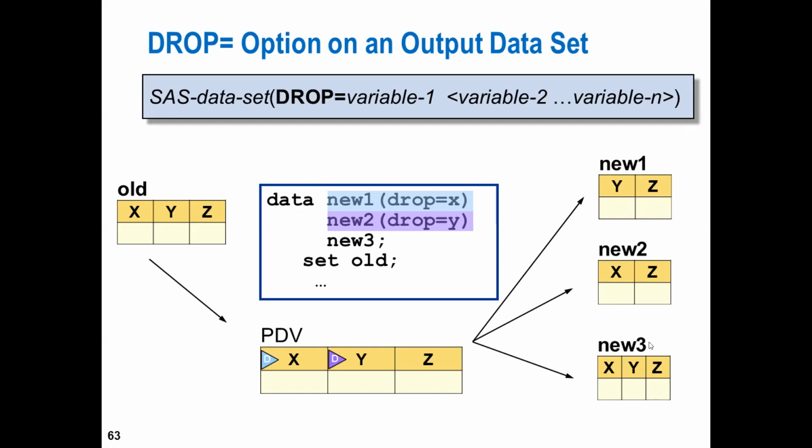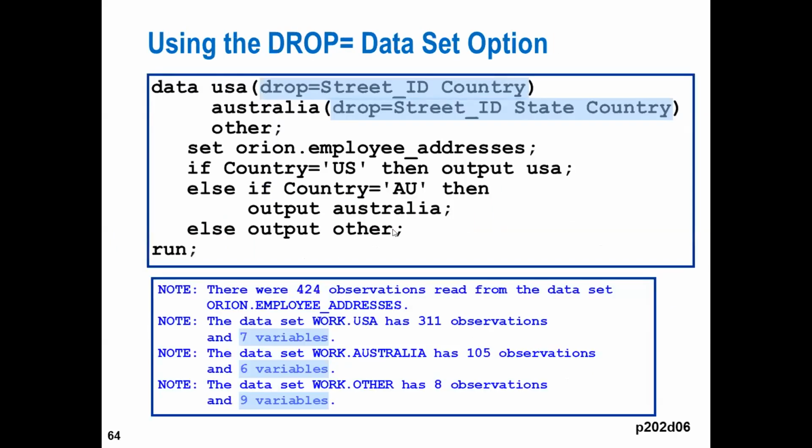Understood how drop equal to is working here? Yes. It's the drop equal to data set option, written in front of the data set. As per our business requirement, we can write for USA drop equal to street ID country. For Australia, drop equal to in parentheses street ID state country. The columns are separated by space, not a semicolon. So USA will have 7 variables, Australia will have 6, and other will have all 9 variables read from your input data set orient.employee address.